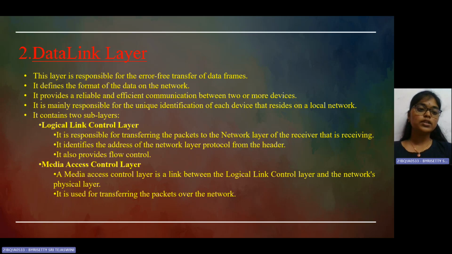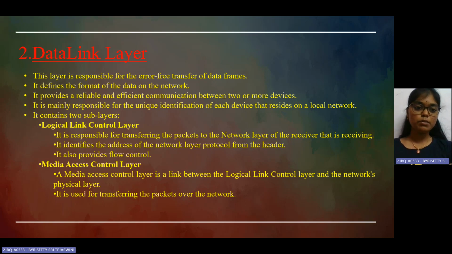What is the logical link control layer? The logical link control layer is responsible for transferring the packets to the network layer of the receiver that is receiving. It identifies the address of the network layer protocol from the header. It also provides flow control. So the logical link control layer transfers the packets to the network layer of the receiver which receives them. It identifies the network layer from the header, and the packets will be transferred to that layer. And it also provides flow control.